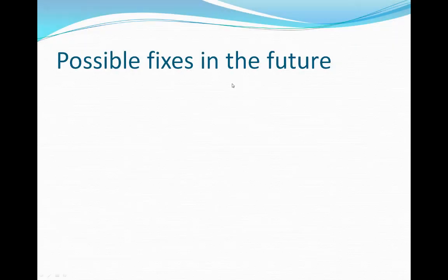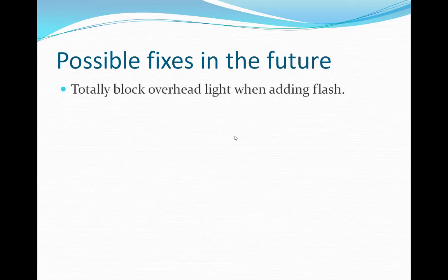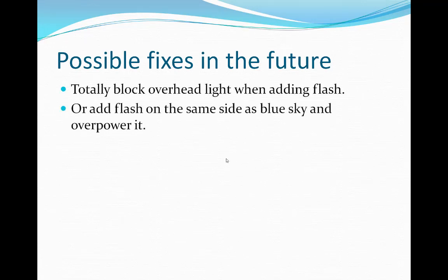Possible fixes in the future: totally block overhead light when adding flash, and add flash on the same side as the blue sky to overpower it. See, that's the one thing I didn't do, is I added flash on the wrong side. I should add it on the blue sky side, and that's one of the lessons I taught myself.